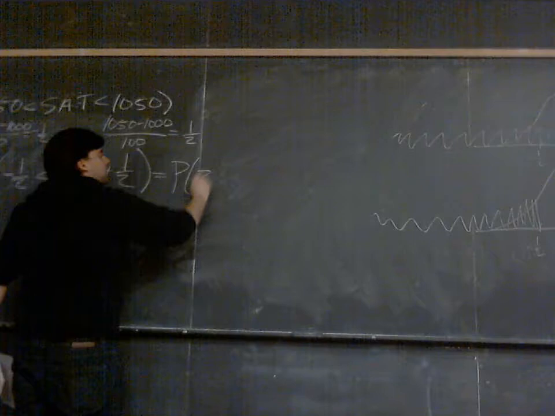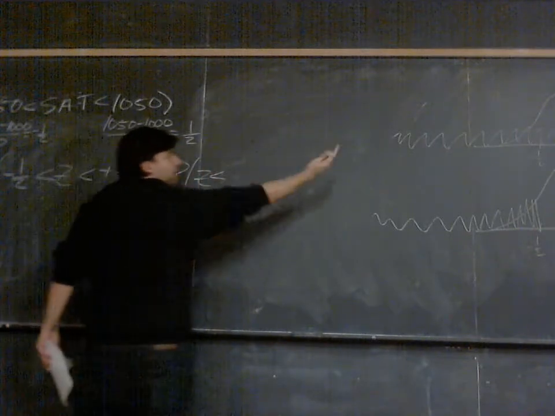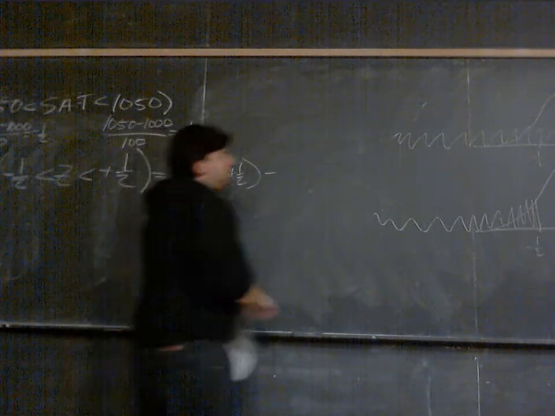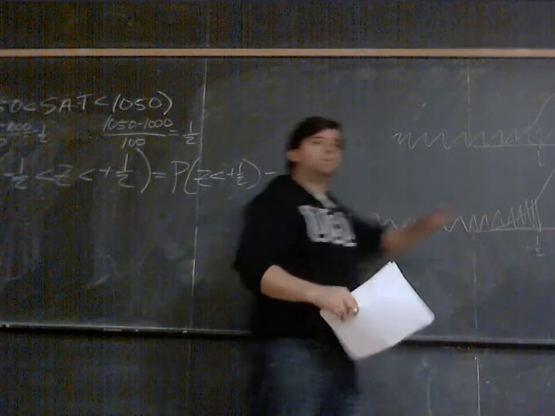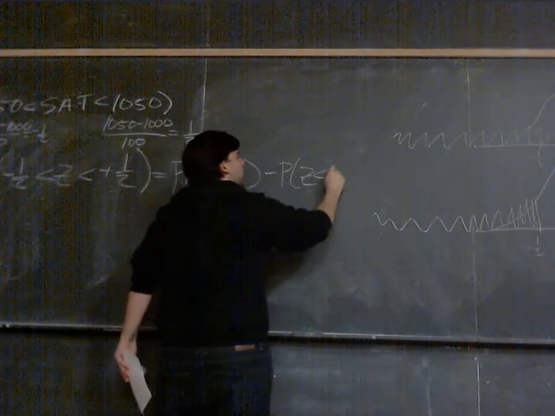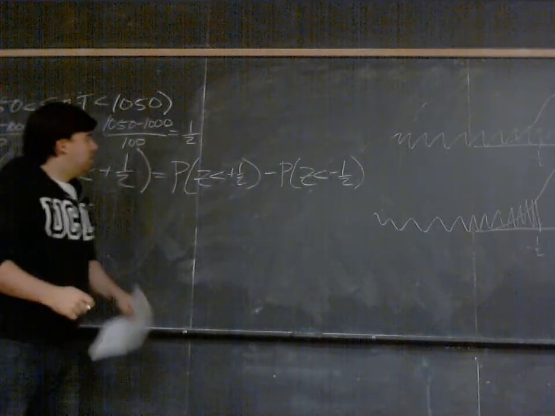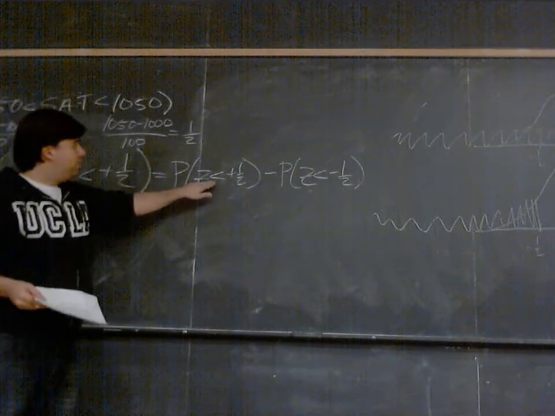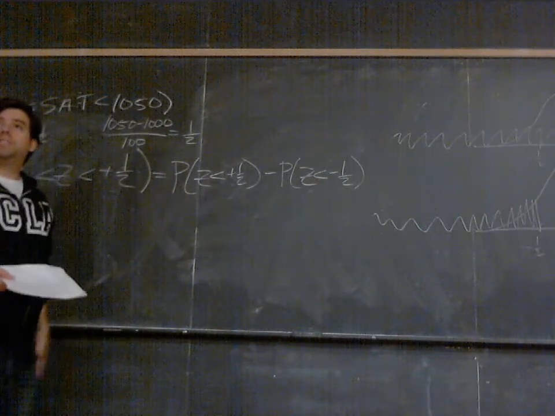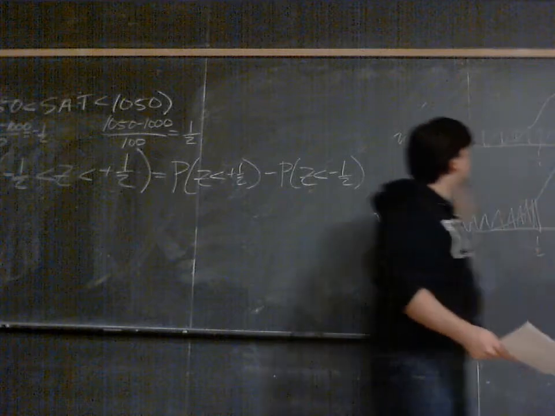Equals the probability that z is less than, and it has to be a less than because the table gives the area to the left, positive 1/2, minus this piece here, which is the area below negative 1/2. So minus the probability that z is less than negative 1/2. Notice these are both less thans, and that will always be the case with these in-betweens, because I'm considering the areas below those z-scores.